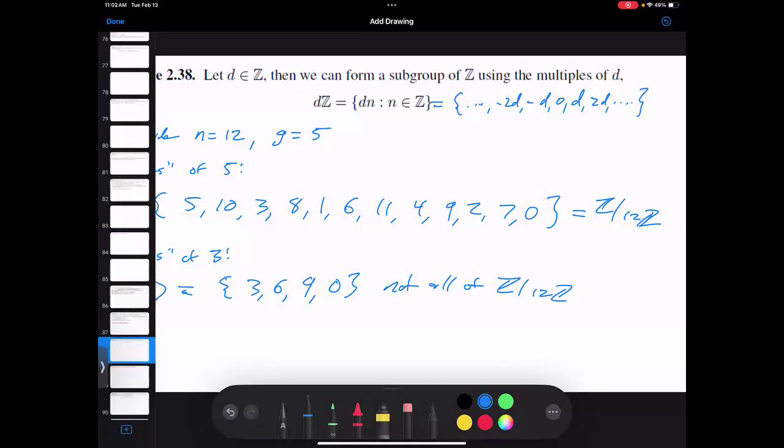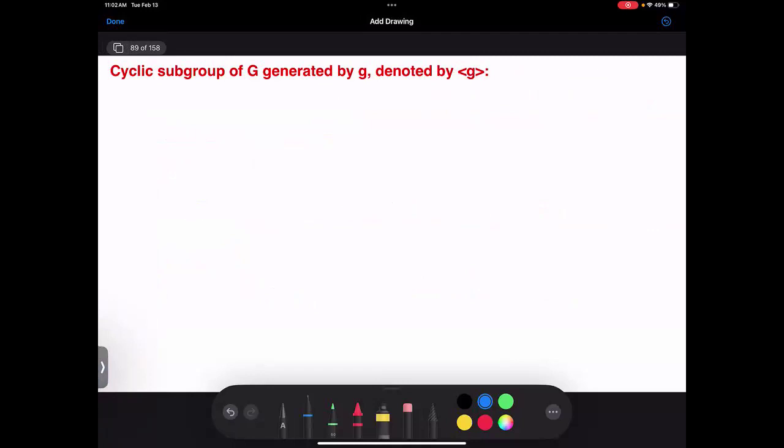Okay, so as mentioned, a cyclic subgroup of G is denoted by the angular brackets around G. And by this, we mean the set containing the powers, say G to the -2, G to the -1, the identity, G, G squared, and so on. And again, some of these elements could be the same. I'm not saying these are distinct elements, I'm just listing all powers.